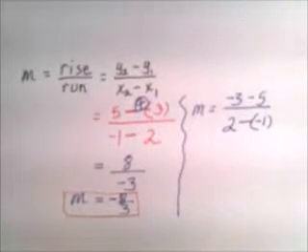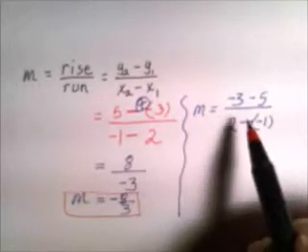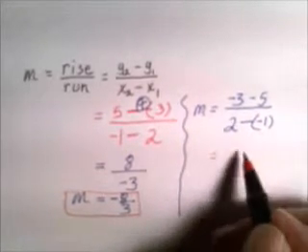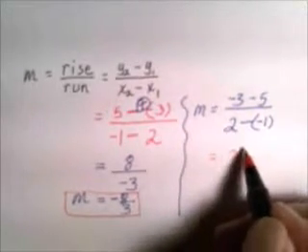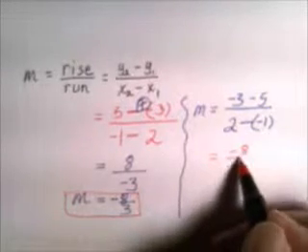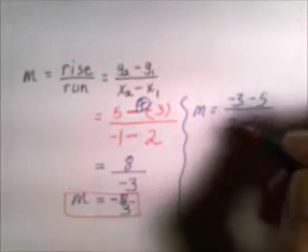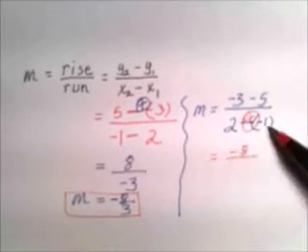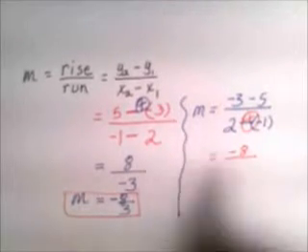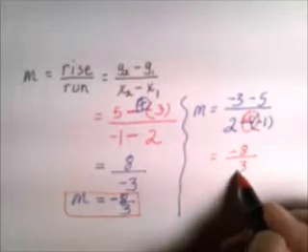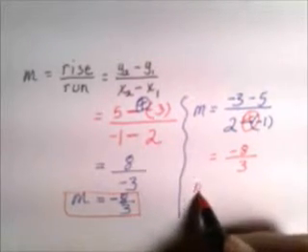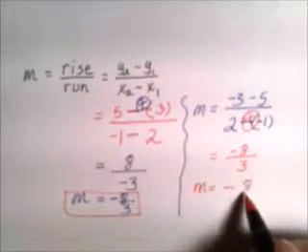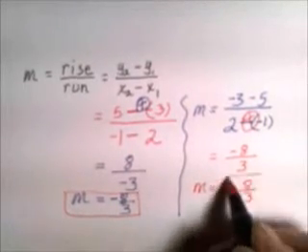So negative 3 minus 5, that's going to give us a negative 8. 2 minus a negative 1 will be 2 plus 1, because that minus and negative are right there together. So we're going to have 3 on the bottom. That means that our slope is going to be a negative 8 over 3.